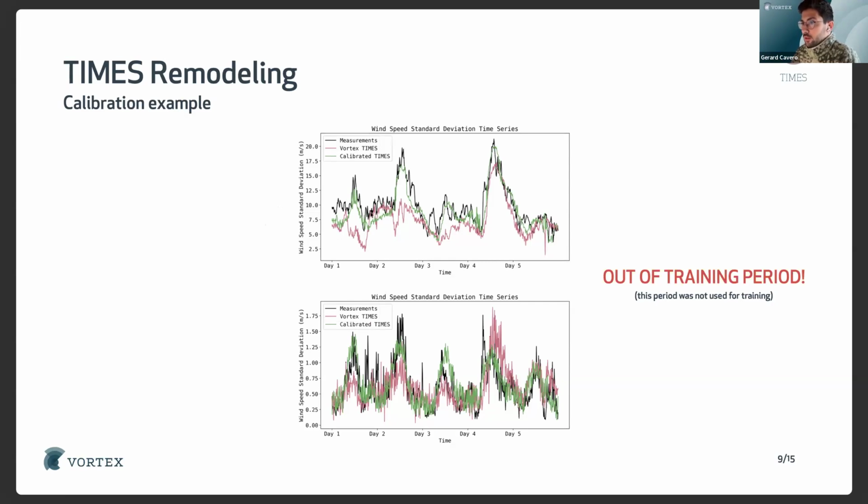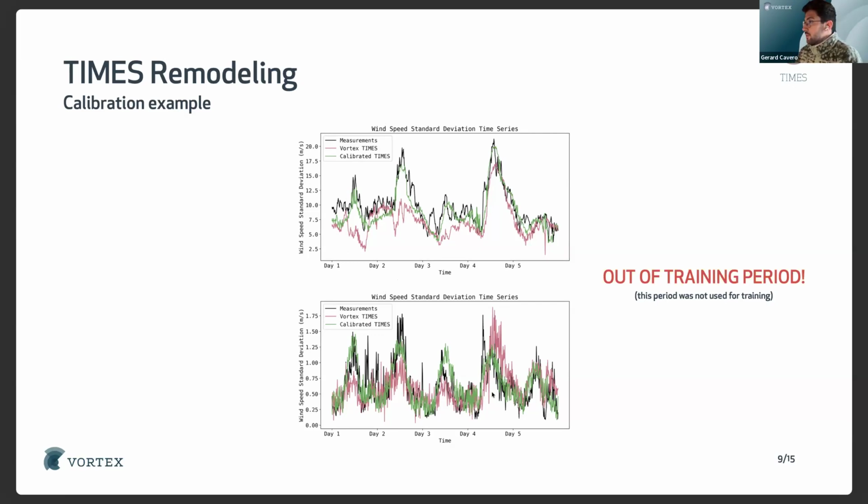And we can see that some events that were not captured at all by Times in this first day, on this second day, are much better adjusted after the calibration. And with the wind speed standard deviation, a similar conclusion can be derived, because you can see that the daily cycle of the wind speed standard deviation is much better adjusted.